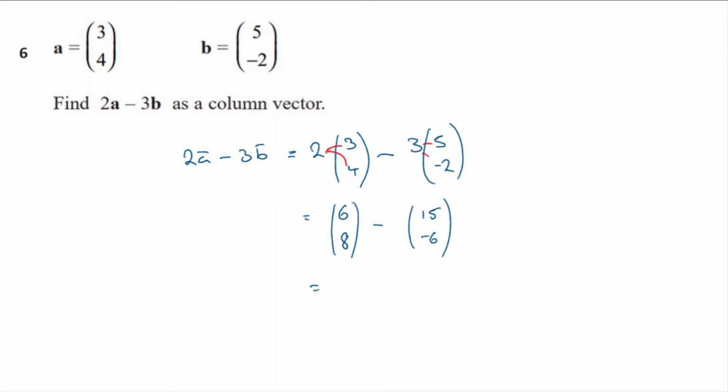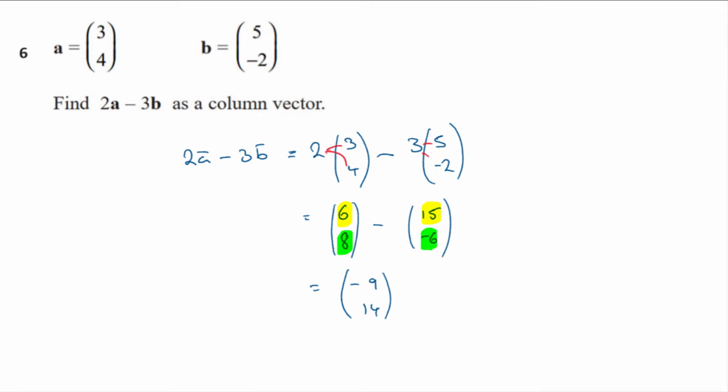Okay, and then I've got matrix addition. So you just add this one with this one, and this one with this one. Oh, sorry, subtraction. So you just need to subtract 6 minus 15. What's that? That's minus 9, isn't it? So negative 9, and 8 minus negative 6. Subtracting a negative is the same as adding. That's going to be 14. So I'm going to get negative 9, 14.